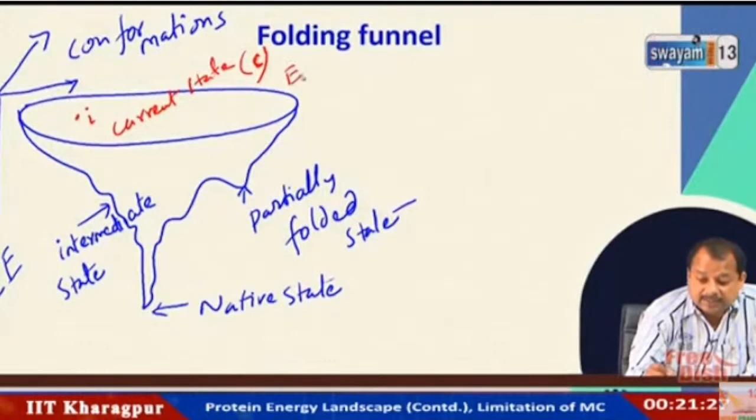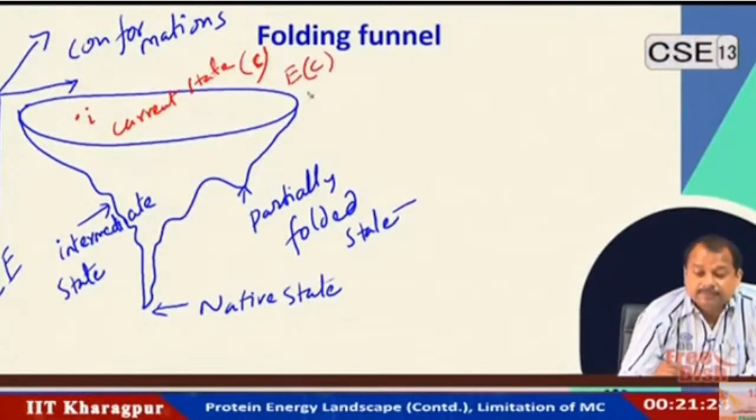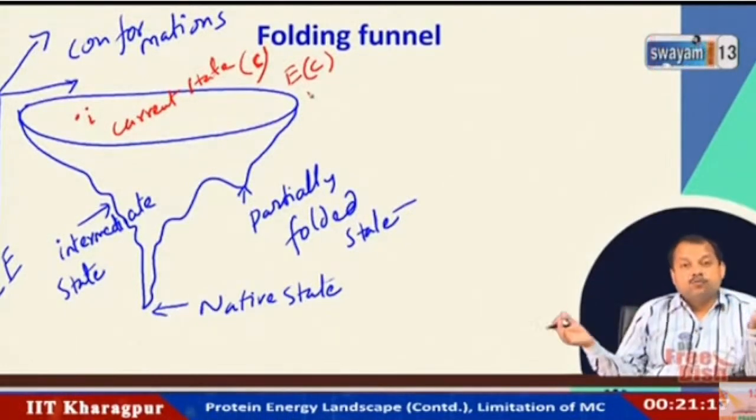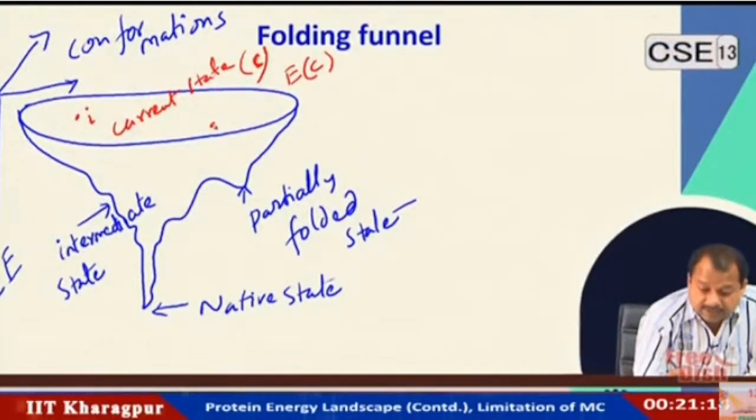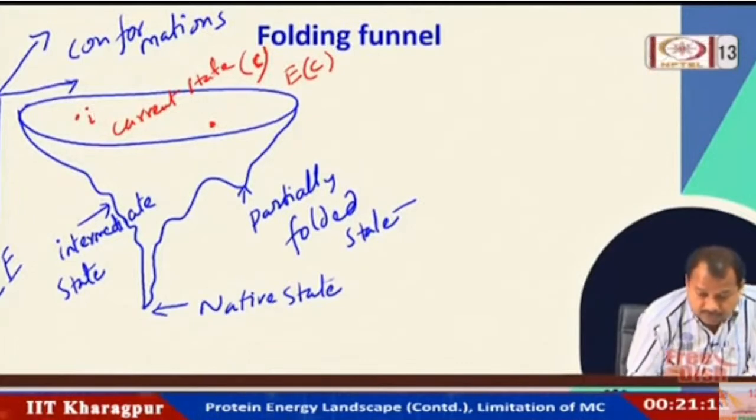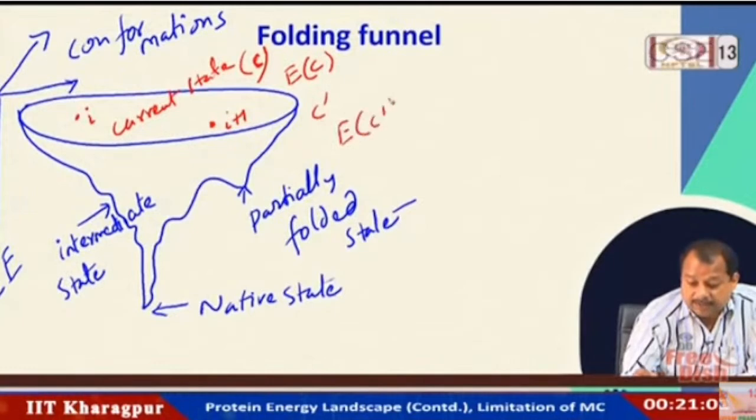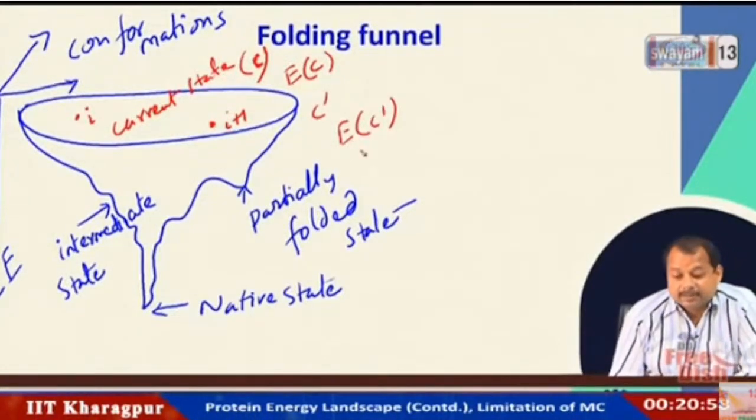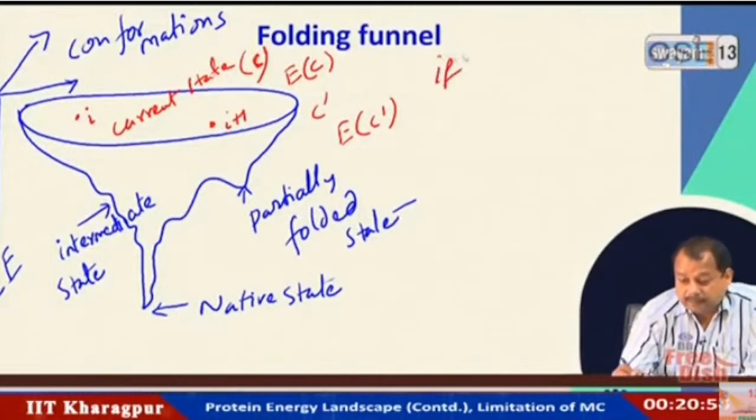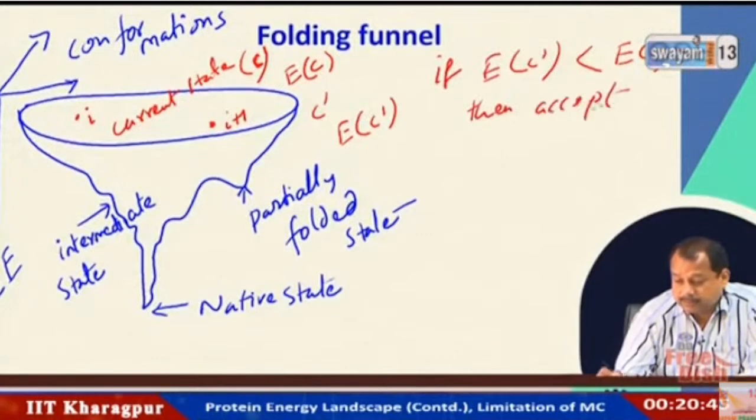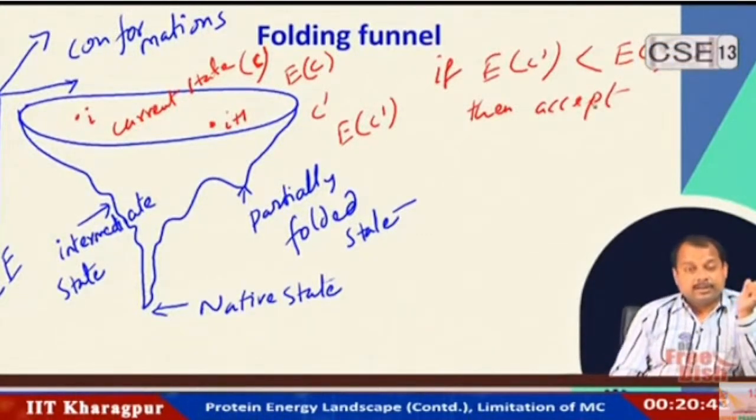So, corresponding to this C, there is an energy function E, say E of C. Now, it is a Monte Carlo simulation. So, randomly I am generating another move, that move let us assume is here. This move is say I plus 1, and for that my conformation is C prime. So, energy will be E of C prime, right. Now, theoretically if E of C prime is less than E of C, then accept. That should be the situation theoretically.